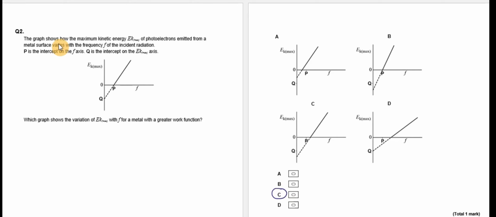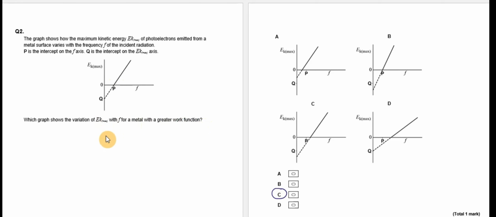So, the graph shows how the maximum kinetic energy, EK max, of photoelectrons emitted from a metal surface varies with the frequency, f, of the incident radiation. P is the intercept on the f-axis and Q is the intercept on the EK axis. Which graph shows the variation of EK max with frequency for a metal with a greater work function?